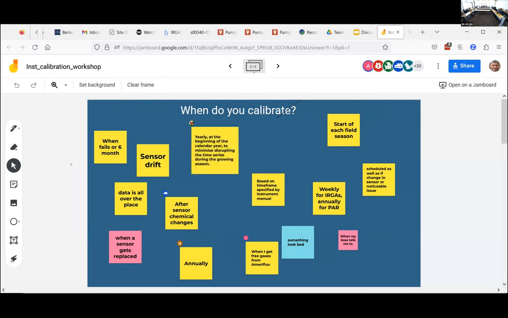Did I miss anything? Start of each field season, every third or 6 months? Yes. Okay. Stable? I think, okay, that's great. I mean, that captures a lot. What's interesting to me is we all have different approaches, right? Everybody responded a little bit, but what they are doing is, and there's no wrong or right, right? It's just practicality. How often do you have access to your site? I mean, Churchill might not be the site you go to every week, right? So you have to alleviate some of those challenges.